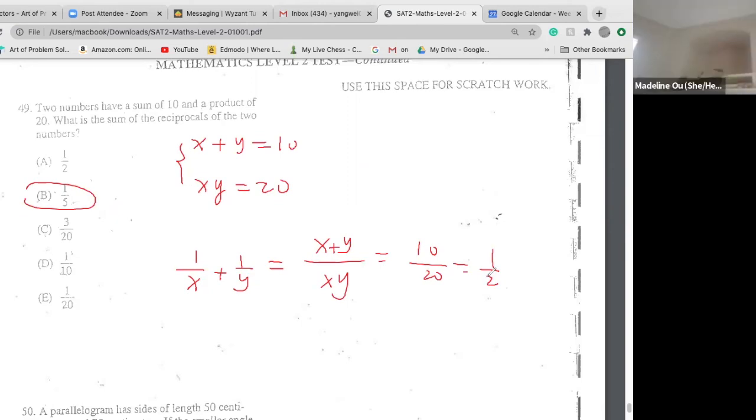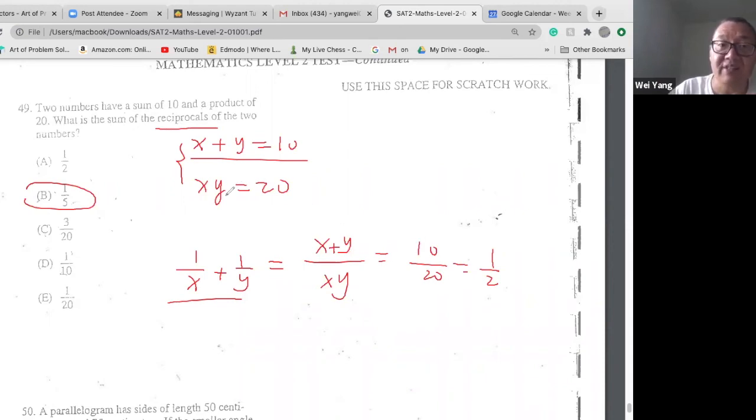Suppose these two numbers are x and y. The sum of these two numbers equals 10. The product of these two numbers equals 20. Then they ask you what is the sum of the reciprocals of these two numbers. That's 1 over x plus 1 over y. Then you just simplify this as x plus y over x times y. You already know x plus y equals 10 and x times y equals 20. So this ratio equals 1/2. The correct answer is A.